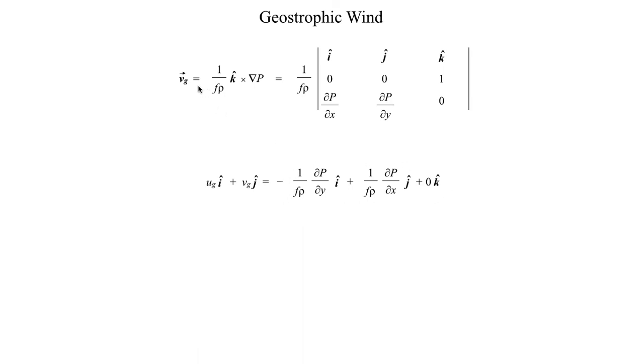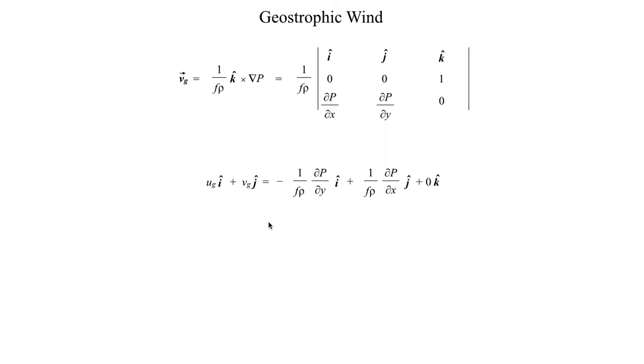And if we want to, we can also rewrite the left-hand side, this geostrophic wind vector, in its own component form. So here I'm using U sub g to represent the zonal component of the geostrophic wind, that is the component that runs in the east-west direction, and I'm using V sub g without the vector symbol over it to represent the meridional component of the geostrophic wind, that is the component that runs in the north-south direction.